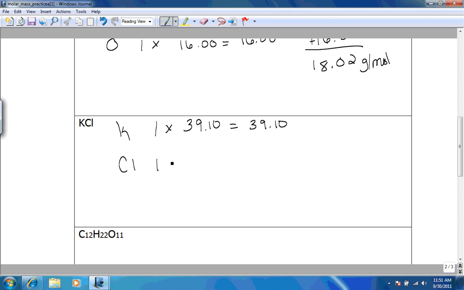Chlorine, we only have 1 chlorine. We look on the periodic table, 35.45. So it's 1 times 35.45. We're going to add these two numbers together. That comes out to be 74.55.